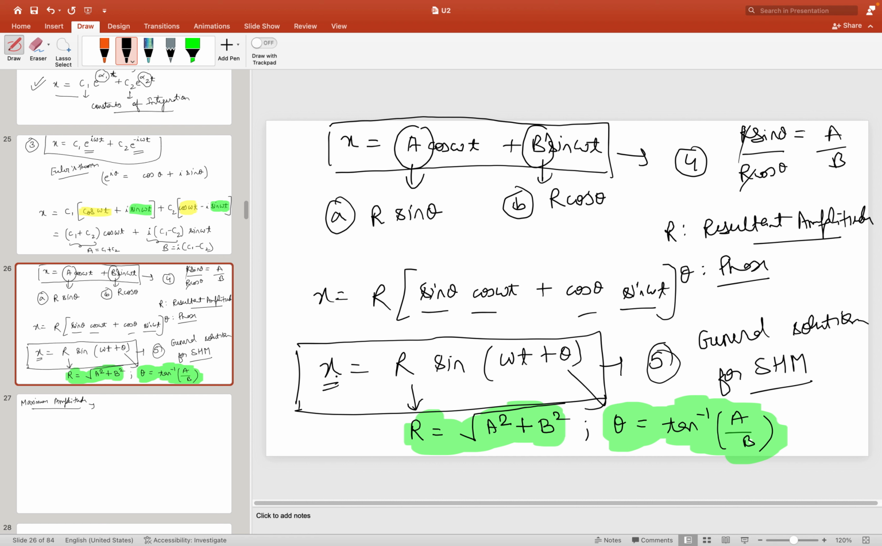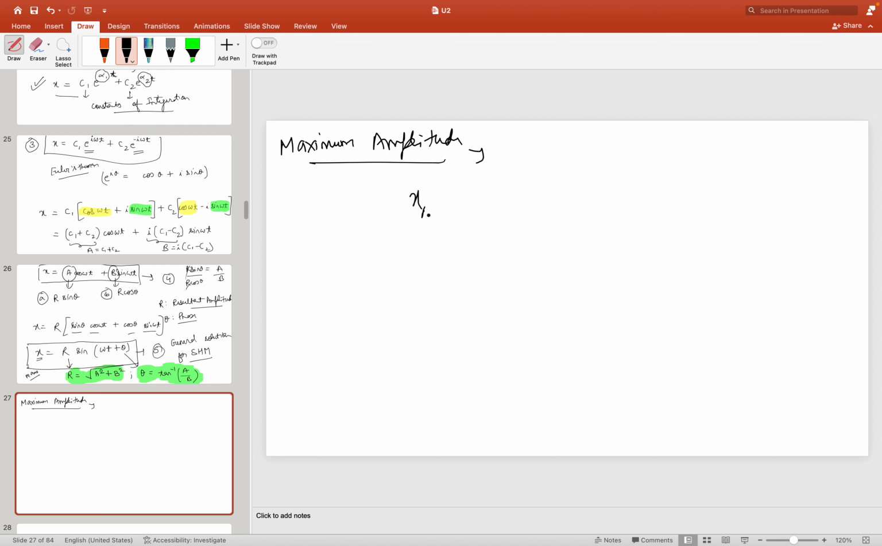What will be the maximum value of x, tell me, children? How much will x max be? It will be r, yes. x max is equal to R, which is further equal to under root A square plus B square. Okay, so this is the maximum value of displacement, and R is the amplitude.